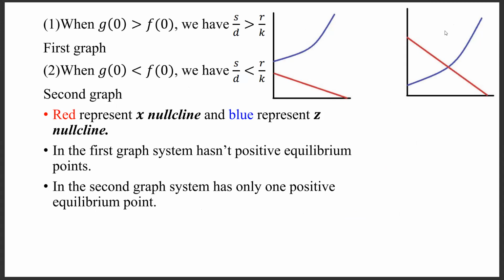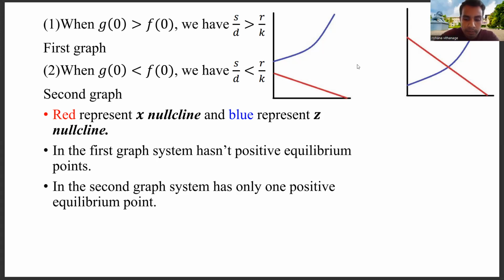There you can see that when s divided by d is greater than r divided by k, it means simply that the supply rate of the immune cells is greater than the growth rate of the cancer. There are no positive equilibrium points, so in that case cancer can be removed. On the other hand, in the second graph, when the supply rate is low and the tumor is growing fast, it has one positive equilibrium point. These intersections represent the positive equilibrium points.